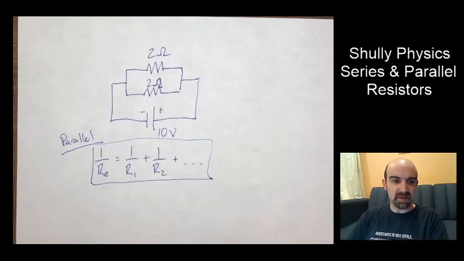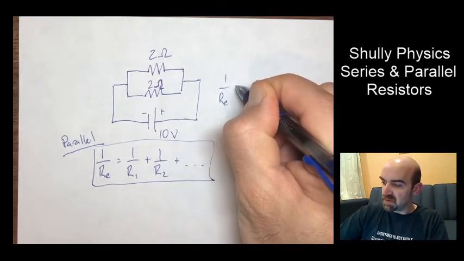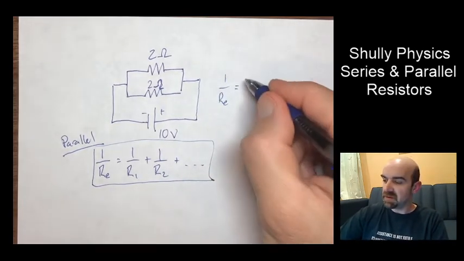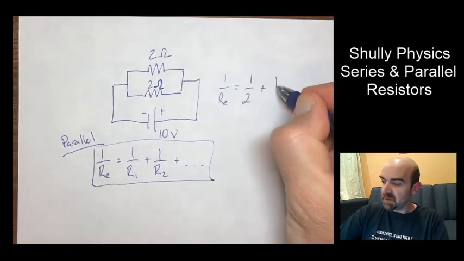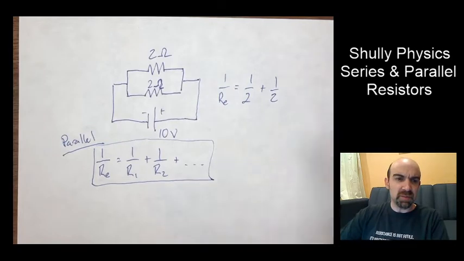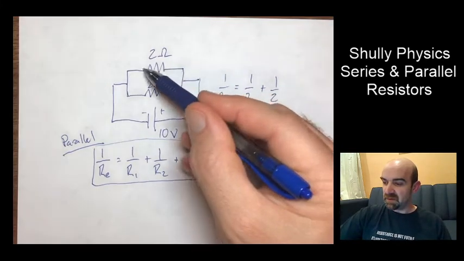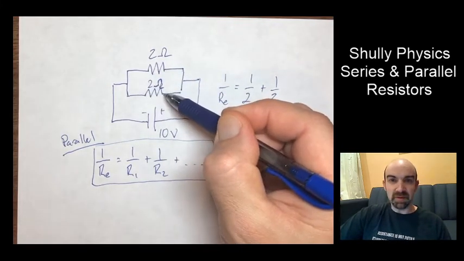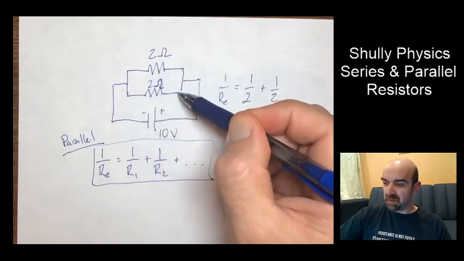So off to the side, I'm going to do 1 over the equivalent resistance of those two resistors equals 1 divided by 2 ohms plus 1 divided by 2 ohms. Now I'm going to pause right here, because as you get into more complicated circuits, there's always a way to tell if you're doing this one right. Count the number of branches. There's 1, 2 different branches. See, electrons can either go in this top branch or they can go in this bottom branch.